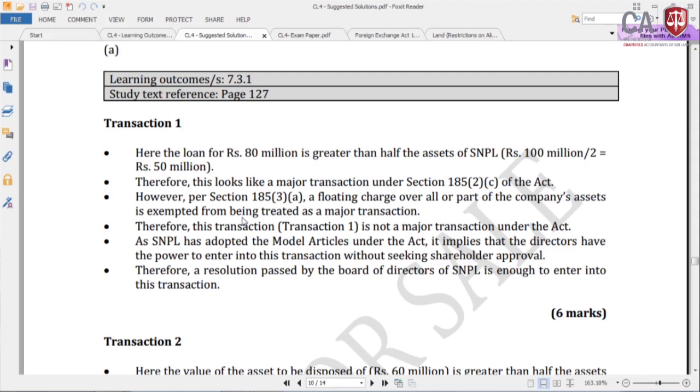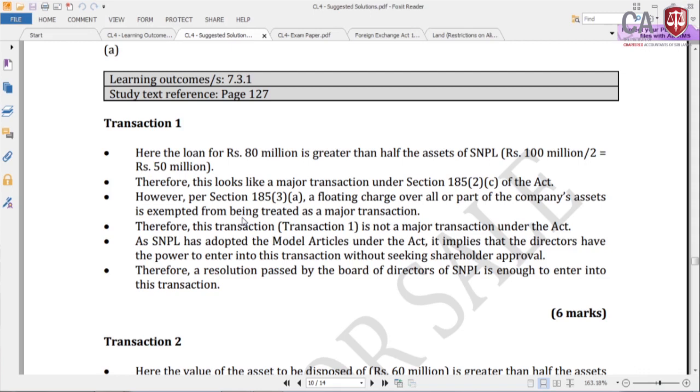Floating charge over all or part of the company's assets is exempted from being treated as a major transaction. Therefore, this transaction 1 is not a major transaction under the Act because of section 185.3, because 185.3a says a floating charge over all or part of the company's assets is exempted from being treated as a major transaction. That is the reason.